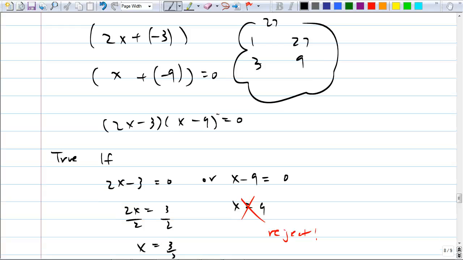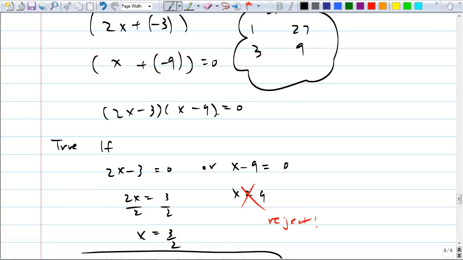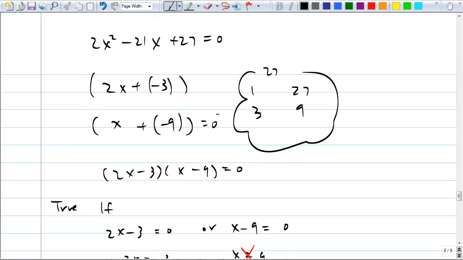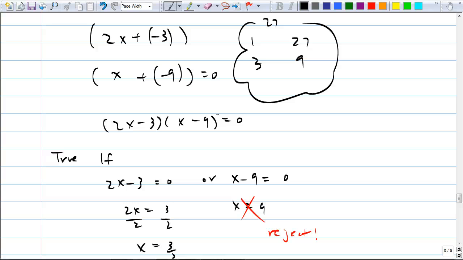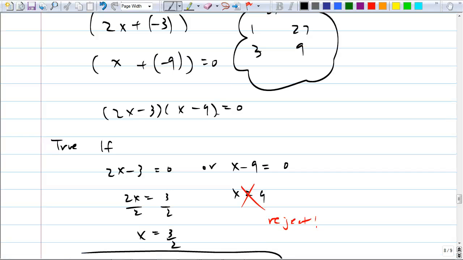I crossed this out. I rejected x equals 9. Why is that one rejected? Anybody? How come I only have 3 over 2 as my solution, even though they're both positive this time, right? So why can't it be 9 then? Why do you think I rejected one of the answers here? Go ahead, talk to your group. What do you guys think? I'll wait. All right, how many people think they know why we can't use x equals 9? Chris, why not?